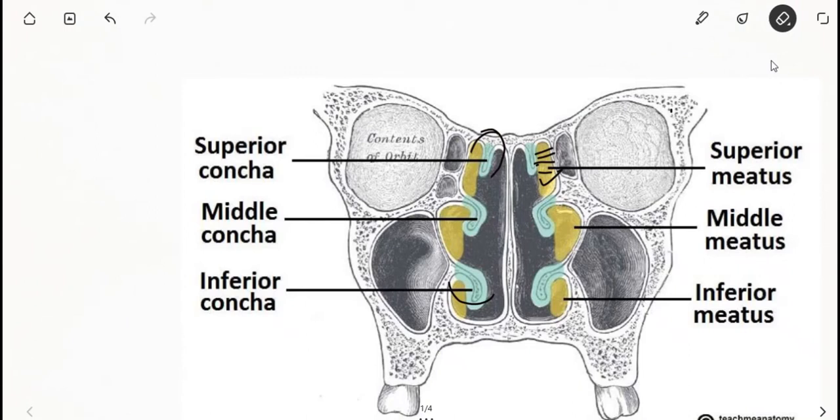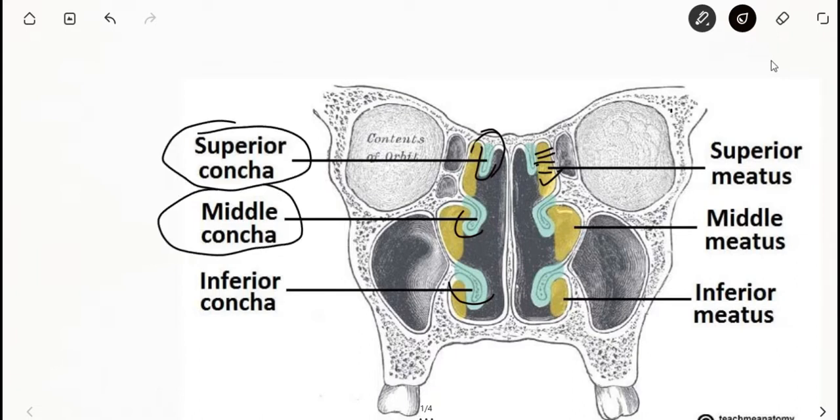So these nasal conchae are the curved bony projections that are directed downward and medially. There are 3 types of conchae: superior conchae, middle conchae and inferior conchae. Remember, for your exam, the inferior conchae is an independent bone.